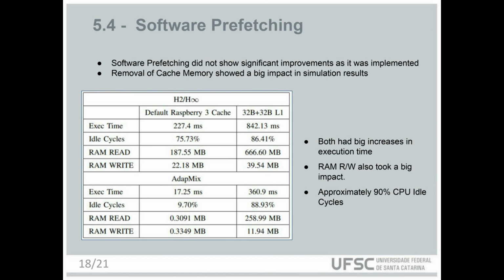We tested the two poorest performing control programs, the H2 H-infinity Mix and the Adaptive Mixing. Both showed a big increase in execution time, reads and writes from the RAM memory, and of course CPU idle cycles when we remove the cache.